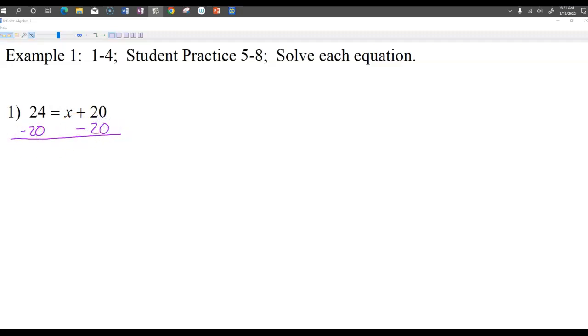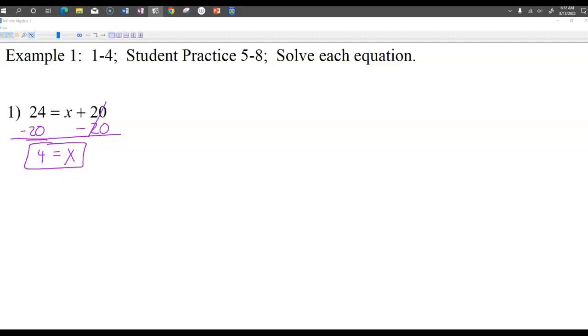And whatever you do to one side, you do to the other. So I'm going to minus 20 on both sides. 20 minus 20 cancels out because they're opposites. The x comes down. The equal sign comes down. 24 minus 20 is 4. And now I have x by itself. X is equal to 4.